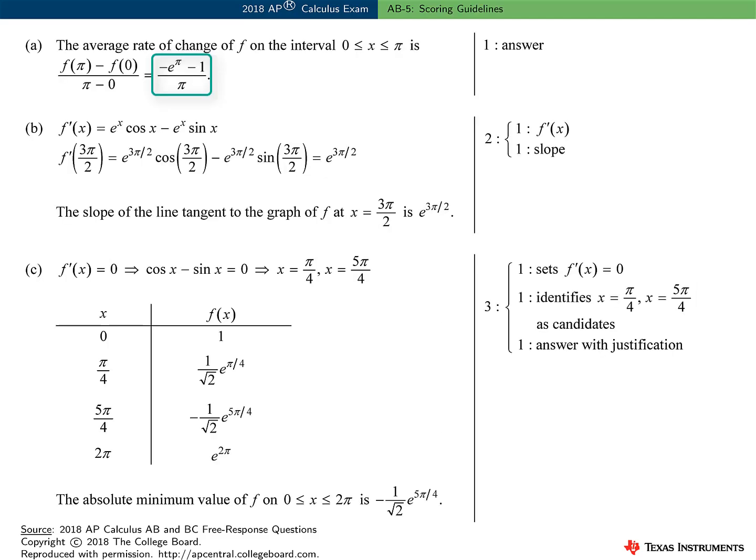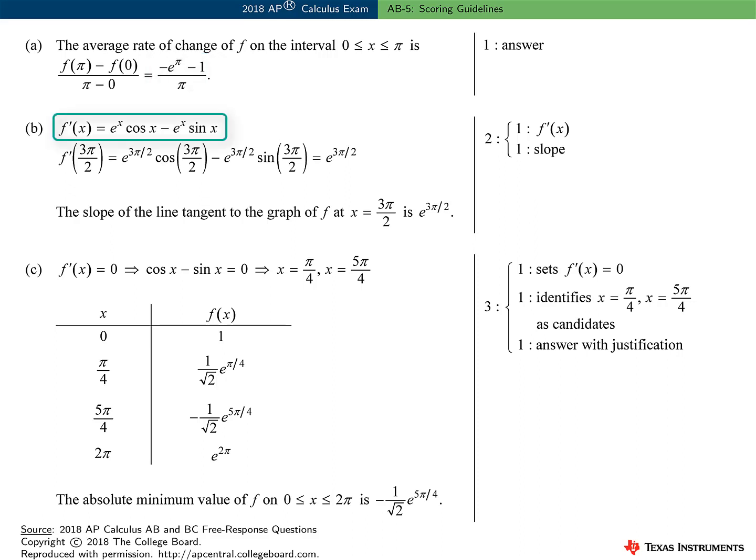Part A was worth 1 point, simply for the answer. However, the supporting work presented must be correct. For example, if there's a linkage error or a presentation error, the student would not earn the point, even in the presence of the correct answer.